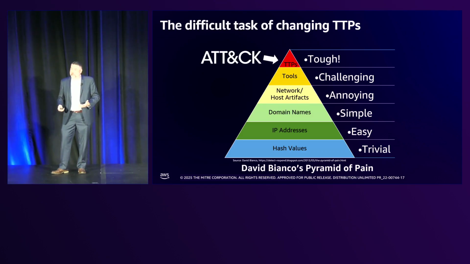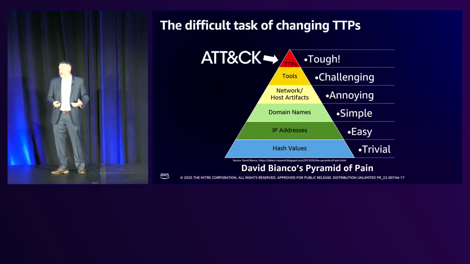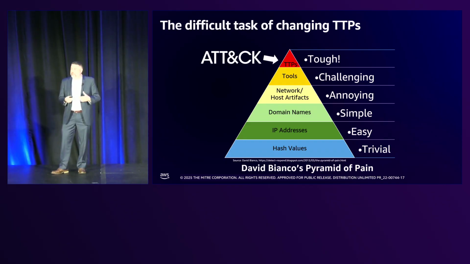So as you start to summit the pyramid of pain, the adversary's life starts to get harder and more annoying at the host or artifact level, and definitely more challenging once you force them to swap out their tool sets. They have to gain initial access again and maybe get a tool set in. But where ATT&CK is the sweet spot is at the top of the pyramid of pain.